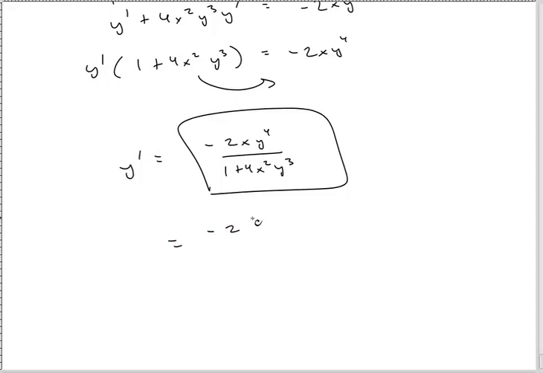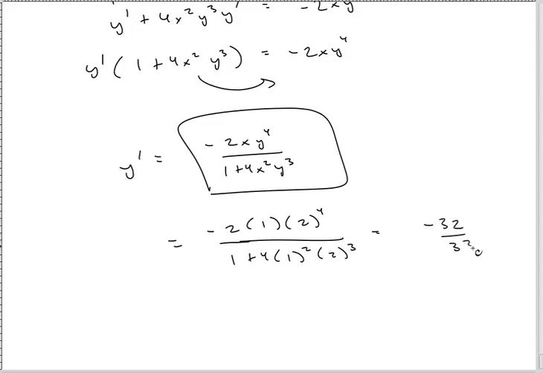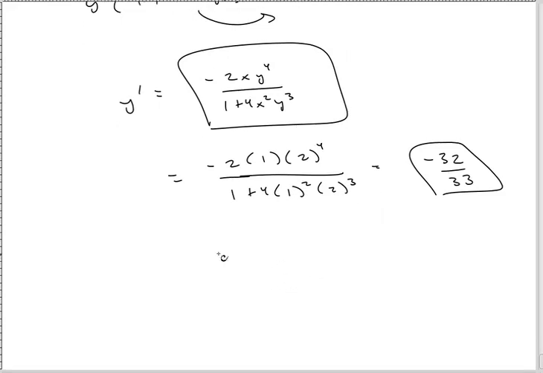So here we go. 1, 2, oops, to the 4th. And then I have 1 plus 4. That's a 1. That's a 2. And that is definitely a calculator. And I got negative 32 over 33, and that is correct. Calculator good.